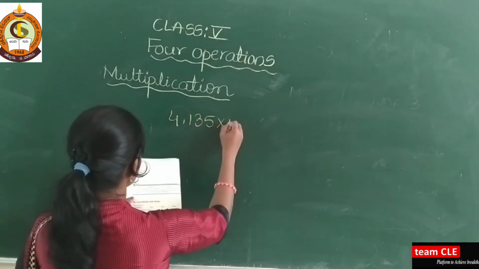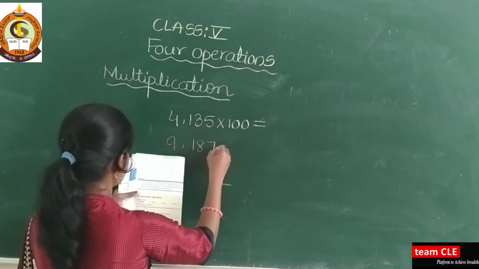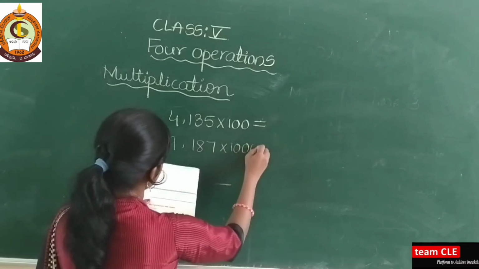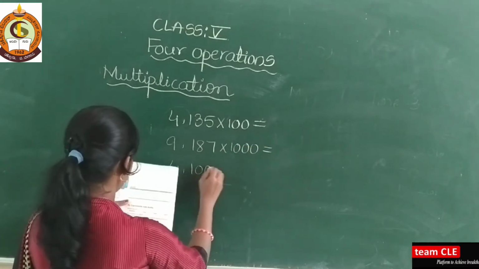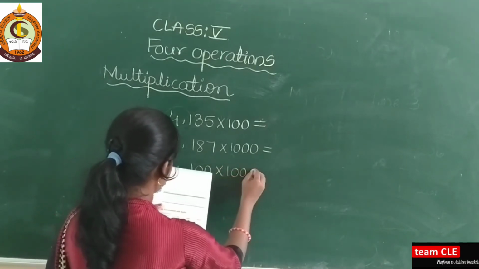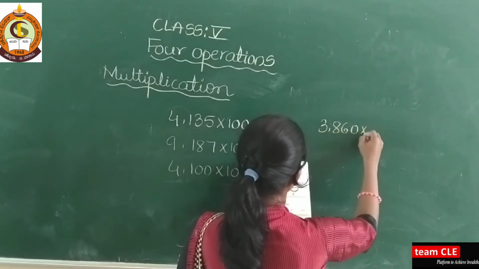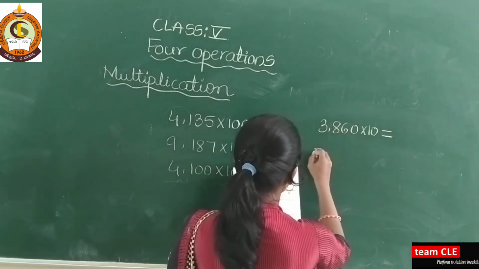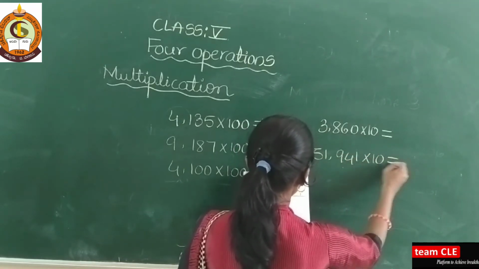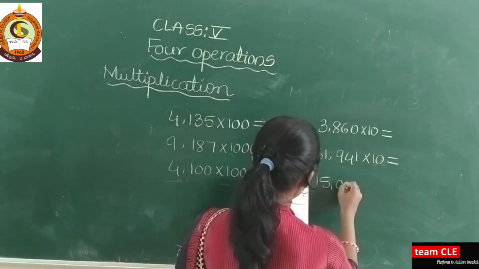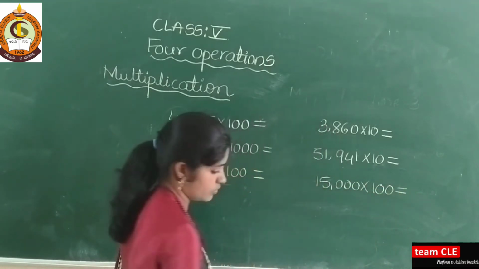The first question, let us write that example. 4,135 into 100. Next, 9,187 into 1,000. 4,100 into 100. Next, 3,860 into 10. Next, 51,941 into 10. Next, 15,000 into 100. See this.